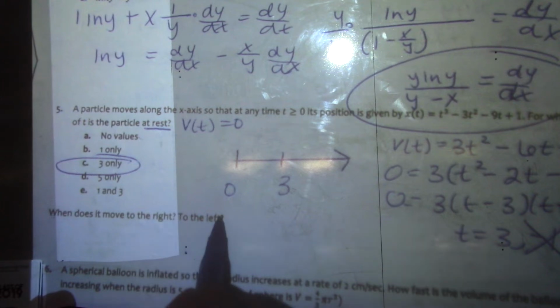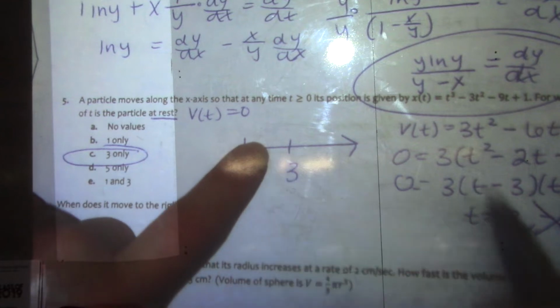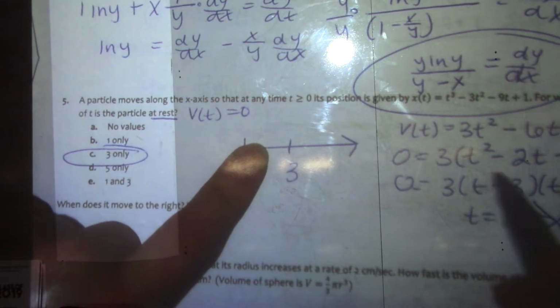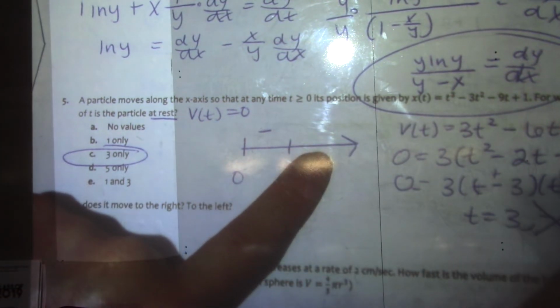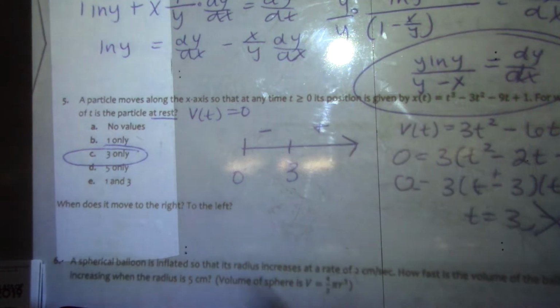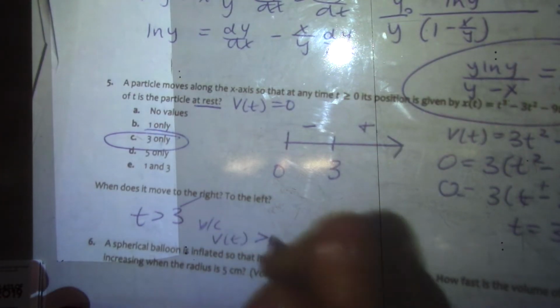I want to know when it's moving to the right and when it's moving to the left, so we'll just pick a number. Let's say we plugged in 1. This is a negative, this would still be positive, so that would be a negative velocity. If I plug in any number greater than 3, like 4, that's now positive times positive, so it's positive. It's moving to the right when I have a positive velocity, so that would be any time greater than 3 seconds. And it's moving to the left any time between 0 and 3, because the velocity is less than 0, or negative there.